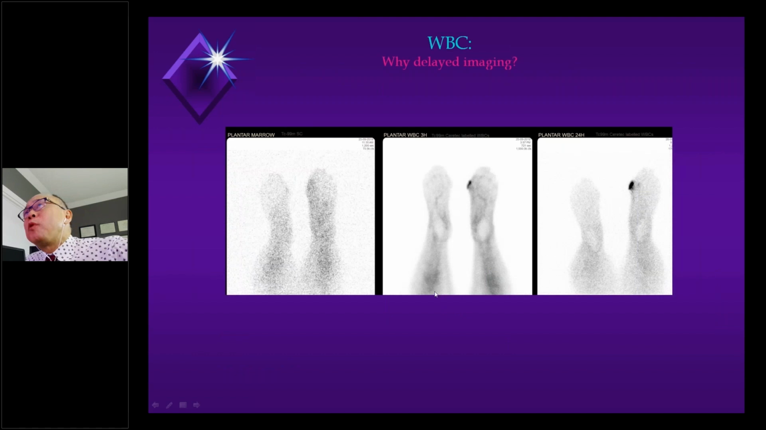Delayed imaging is important for other reasons as well. So marrow for 3 hour, 24 hours. The white cell distribution early on at 3 hours may differ and may be a little more extensive at 24. Basically, it will evolve. And so you need to know what is the actual distribution at 24 hours. You need to know that it persisted to confidently call infection.